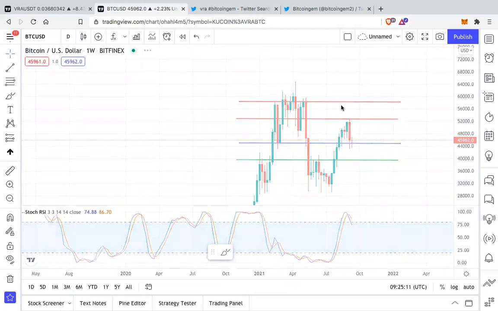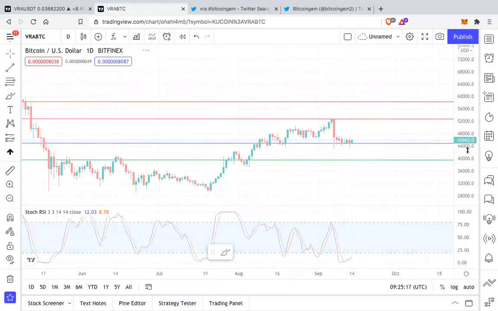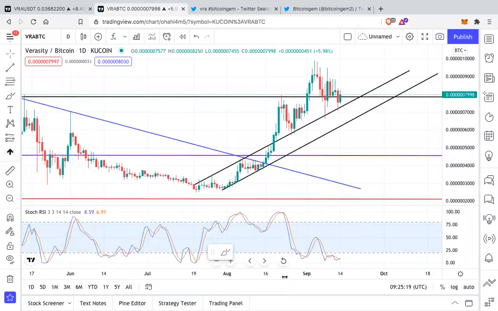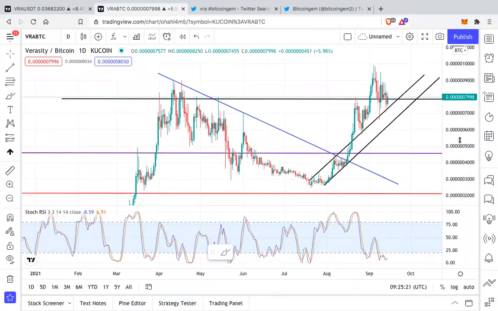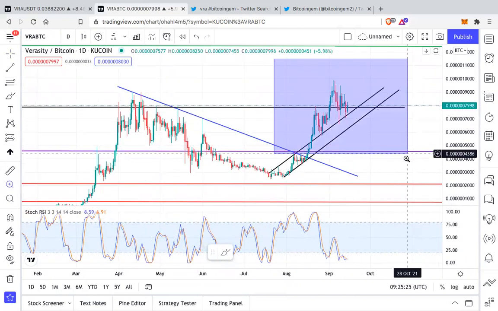So this was a quick update on Verasity. Let me also look at the Verasity BTC chart, so we'll get the overall picture. So yeah, great. Just see that. This was the previous analysis. I have not changed anything.